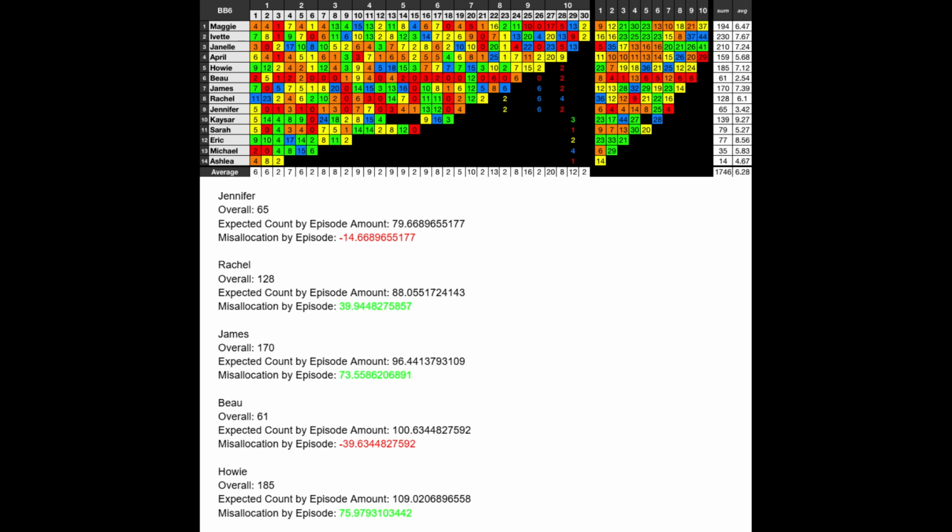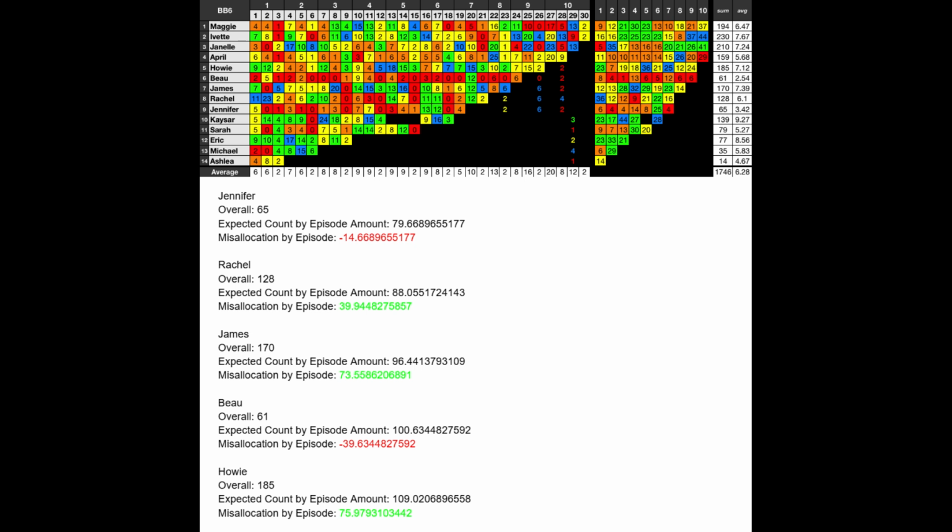James has an overall diary room count of 170, and his expected count by episode amount is 96.44, causing his misallocation by episode to be 73.55, meaning that he has almost twice the amount of diary rooms that he should have if they wanted to give a balanced edit. But James is hilarious, and he gives witty diary room commentary, so I get why they gave him so much.